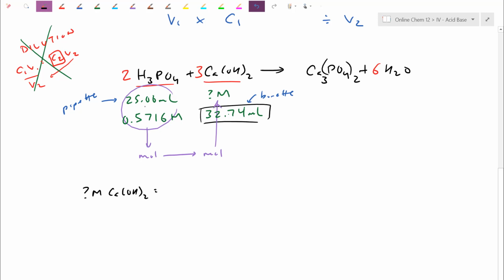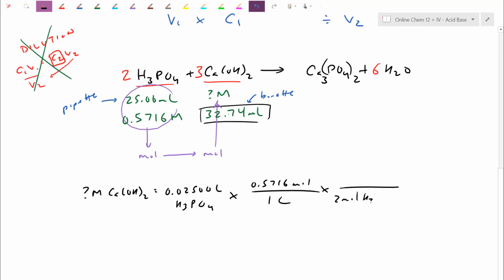So in this case here, I'm starting off with the one I know more, 0.02500 liters. That's my H3PO4. For one of the solutions, as your standard solution, you need to make sure you know the moles per liter. So you need to know the concentration. This time the mole ratio is a little bit scary. So 2 moles of H3PO4 for every 3 parts calcium hydroxide.